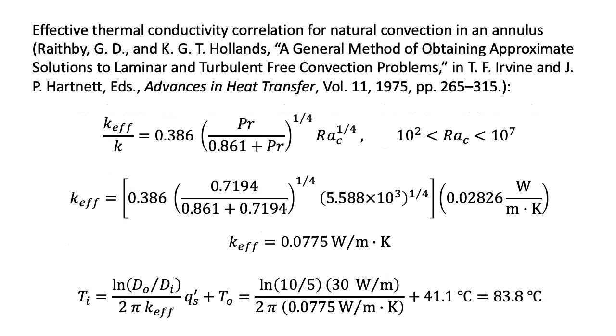Referring to our textbook, we select the effective thermal conductivity correlation for natural convection in an annulus from Raithby and Hollands that is valid for our flow conditions. Note that if the Rayleigh number is below 100, we would have conduction only and would just use the actual thermal conductivity to calculate the temperature.